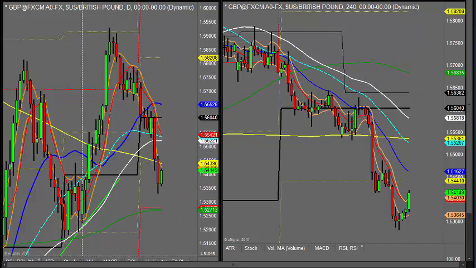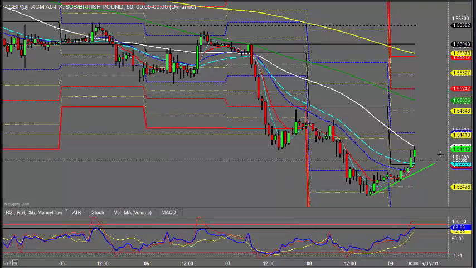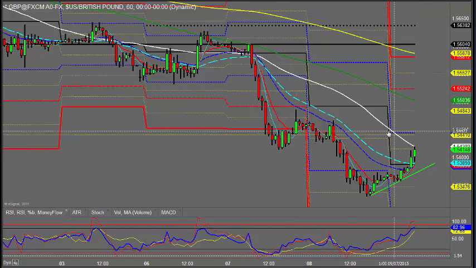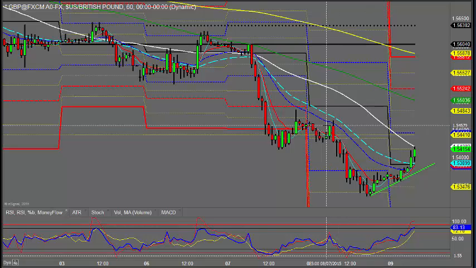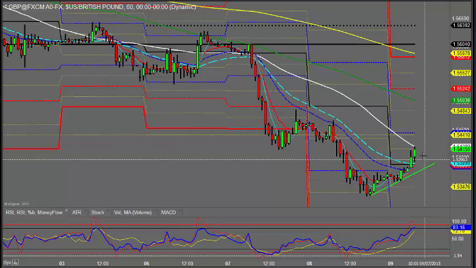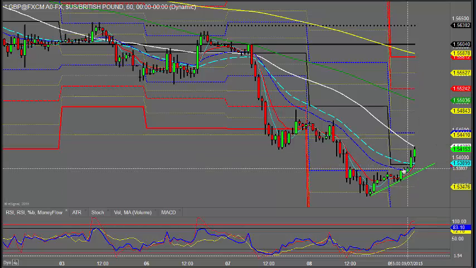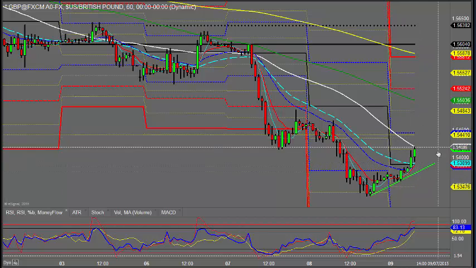Where we are now, just running into the hourly 50, which may see a bit of a correction from that. If it does, well, it depends on the size of the correction. We've already gone through the daily pivot.